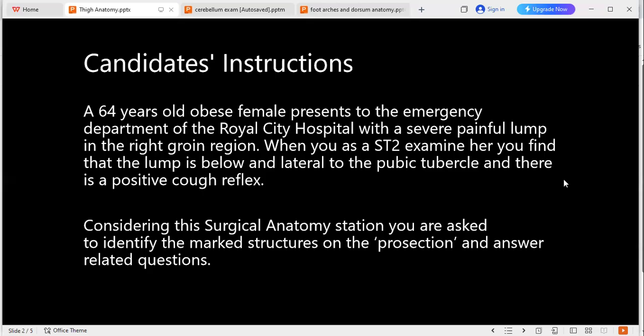Right. So if you've read and understood this surgical anatomy station, please tell me, after you've read the stem, what are the provisional diagnoses that you'll consider or keep in your mind? The femoral hernia is my provisional. And what differential diagnosis would you consider? Saphena varix, yes, or inguinal hernia.